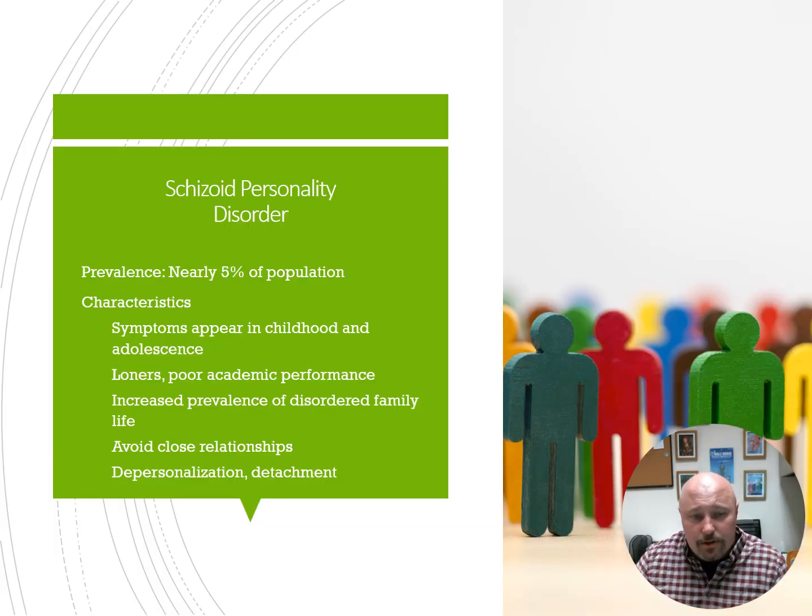For a schizoid personality disorder, this has a prevalence of nearly 5% of the population, and the characteristics include symptoms that appear in childhood and adolescence, loners with poor academic performance, an increased prevalence of disordered family life. They avoid close relationships and suffer from depersonalization and detachment.